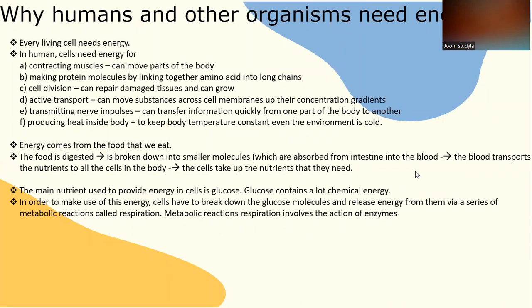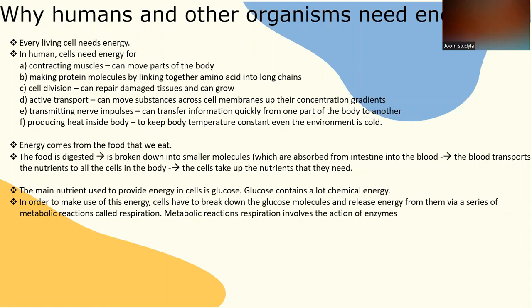Why do humans and other organisms need energy? Every living cell needs energy. In humans, cells need energy for contracting muscles, which can move parts of the body. Secondly, for making protein molecules by linking together amino acids into long chains. Thirdly, for cell division, which can help to repair damaged tissue and grow new tissue.